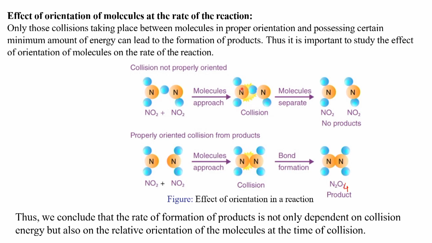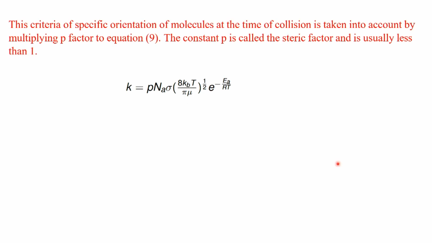Here you see, as we discussed, the oxygen of one NO2 is oriented towards the nitrogen of another NO2 molecule. Although a collision is happening here, there is no product formation. But when N of one NO2 is oriented towards the nitrogen of another NO2, when they collide with each other, we get the product formation. So orientation is very important here.